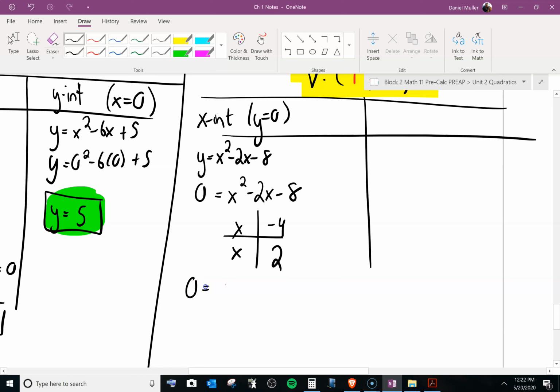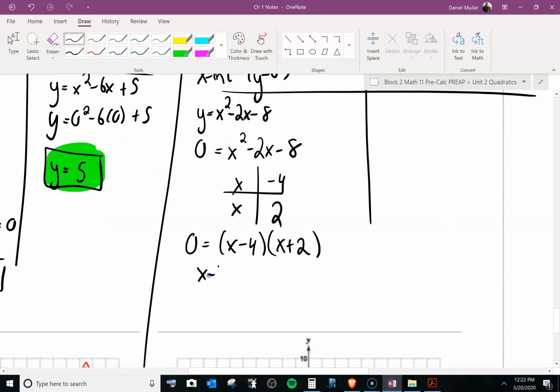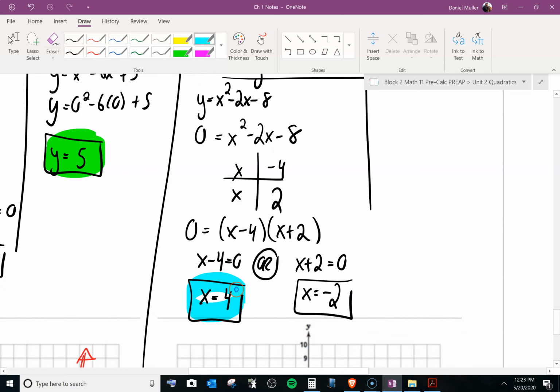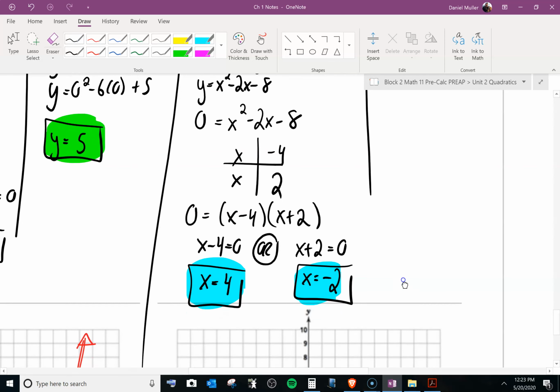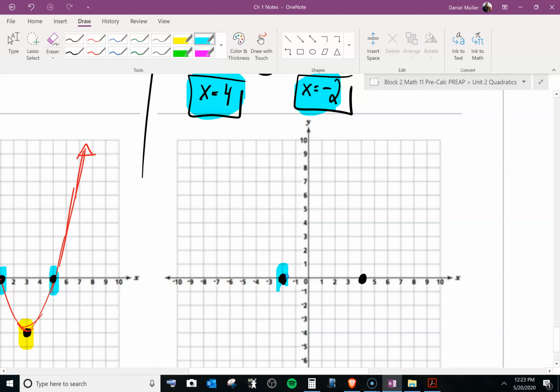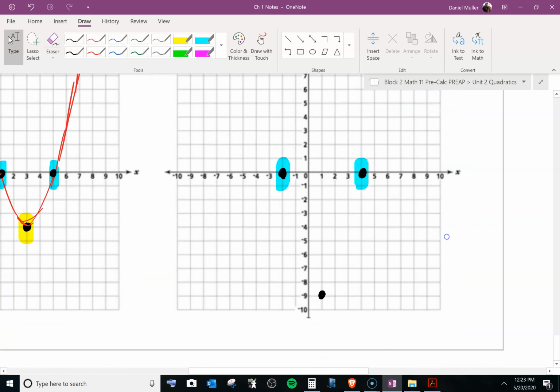So 0 equals x minus 4 and x plus 2. So I can have x minus 4 equals 0 or x plus 2 equals 0. So for this one here, I can add the 4 to the other side. So it's a +4. And here I can subtract the 2 to the other side. So -2, cross that off. It's a -2. So my x-intercepts are -2 and +4. So I cross the x-axis at -2 and +4. And I have my vertex still down there. Yes, I do.